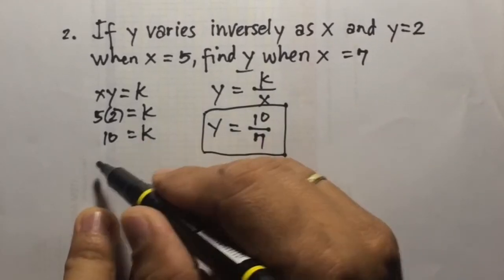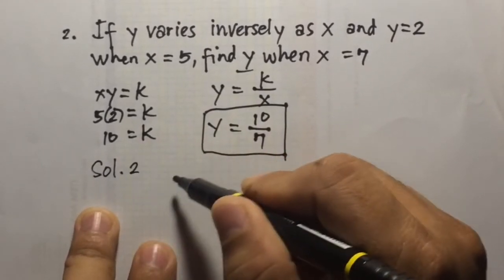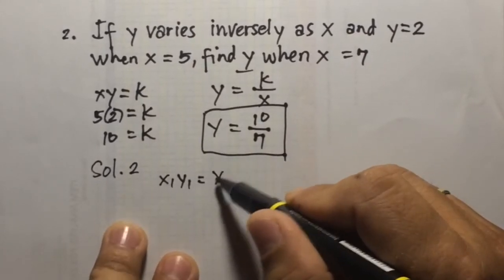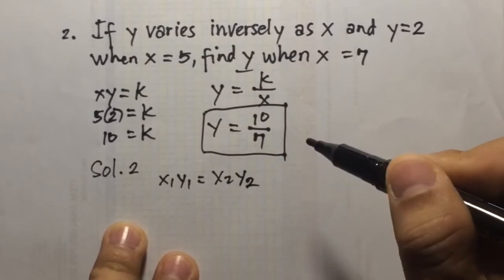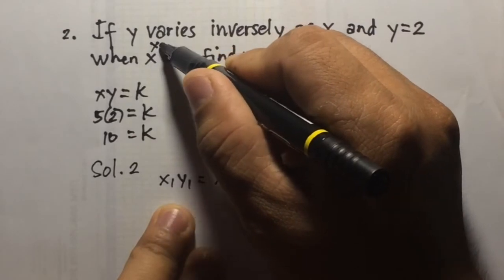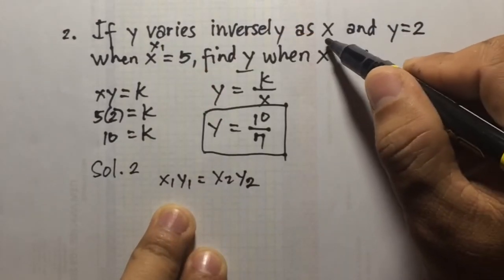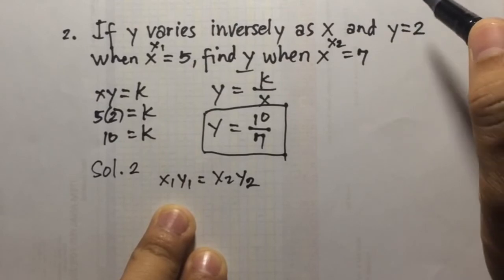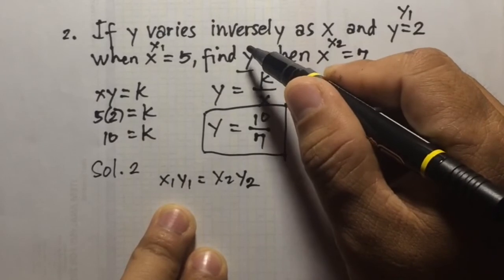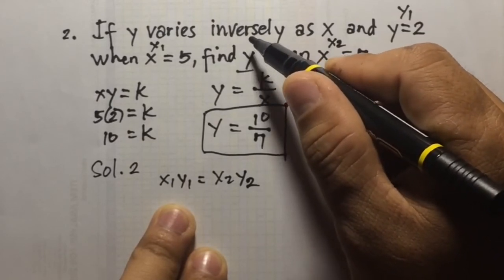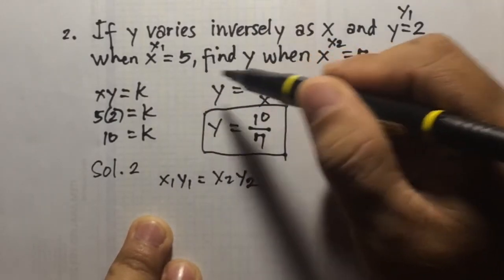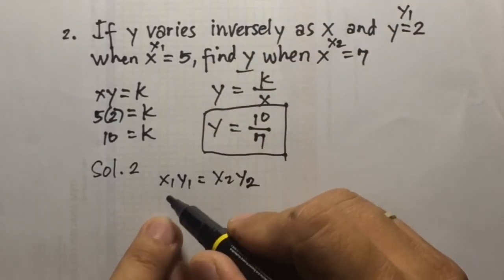Now, another way of solving this is to use x sub 1 times y sub 1 equals x sub 2 times y sub 2. We represent the first x as x sub 1, the second x as x sub 2, the first y as y sub 1, and the second y, the unknown, as y sub 2. Having represented these four, we can substitute them into this equation.